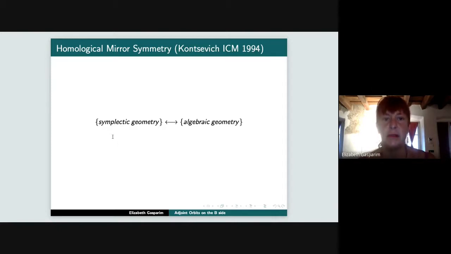The cotangent bundle of some manifold always has a symplectic structure. So the best example on this symplectic side is the cotangent bundle of something. And on the algebraic geometric side, the best example is some algebraic variety. So in principle, you want a duality that takes one from the cotangent bundle of something to algebraic geometry.